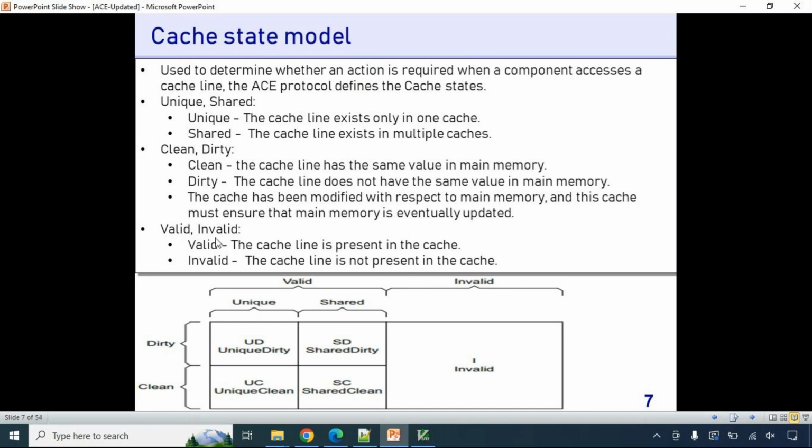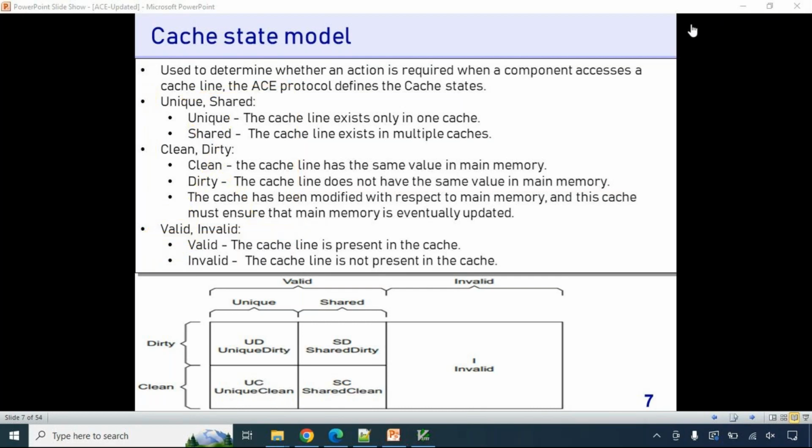Okay. The third is valid and invalid. Valid means the cache line is present in the cache. Invalid means the cache line is not present in the cache. If the cache line is not present in the cache, then that master doesn't bother about that specific address location itself, because if it doesn't exist, when I perform a read, the read doesn't come from my cache because it doesn't exist, so I don't bother about updating that. The second is valid. So all these combinations, unique, shared, clean and dirty, are only applicable in the valid condition. In invalid conditions, they don't really matter for me.